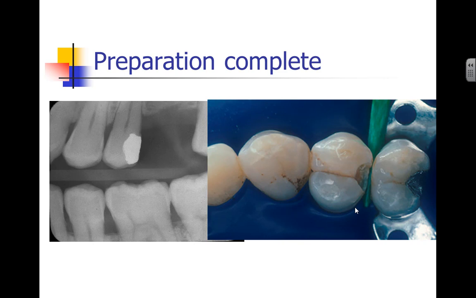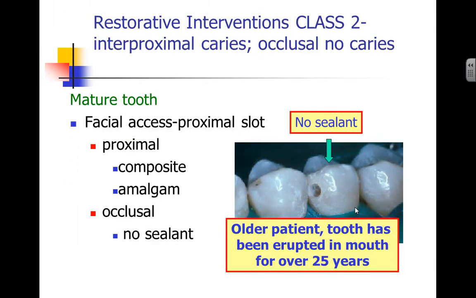There will be retentive grooves placed, and you can see that we're leaving the occlusal surface intact. The mature tooth, once again, no sealant. An older patient, the tooth's been erupted in the mouth for over 25 years. Even though this is the same picture conceptually, our preparation can maintain and leave the marginal ridge intact. We can restore this proximal with composite or amalgam. Our matrix would be an amalgam matrix band that's cut in half and would slide through this proximal surface with a wedge placed, and we'd place the restoration from a facial approach.